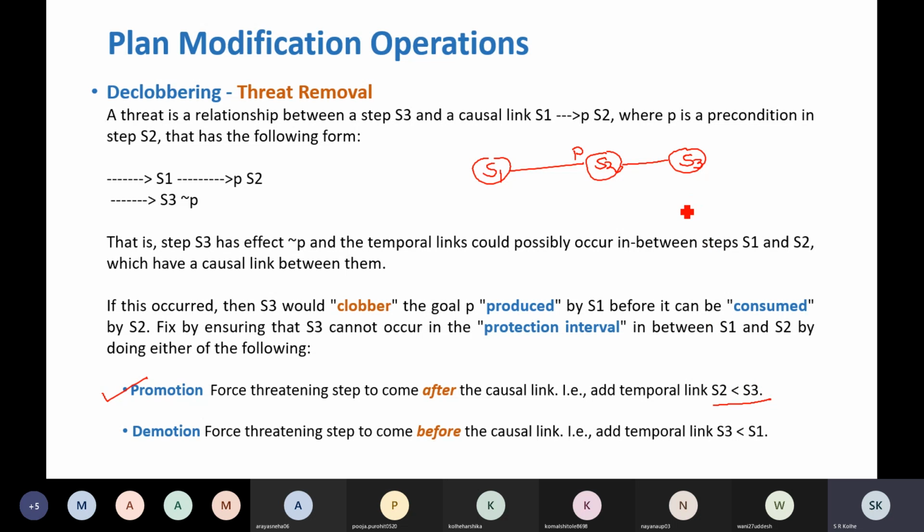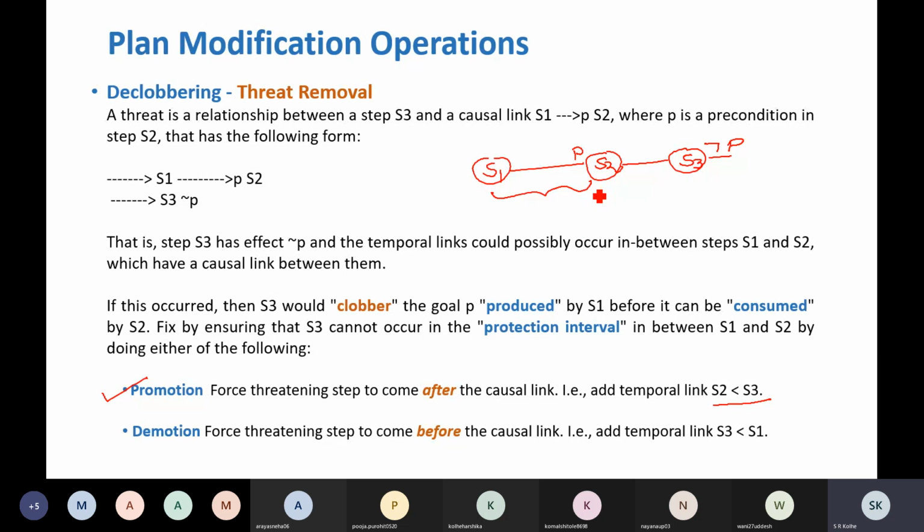So this is called promotion. We are promoting this protection interval, so the protection interval will occur before S3. After that, if S3 makes P false, no problem for us. So now we will not have any problem. S1 and S2 will occur without any problem.